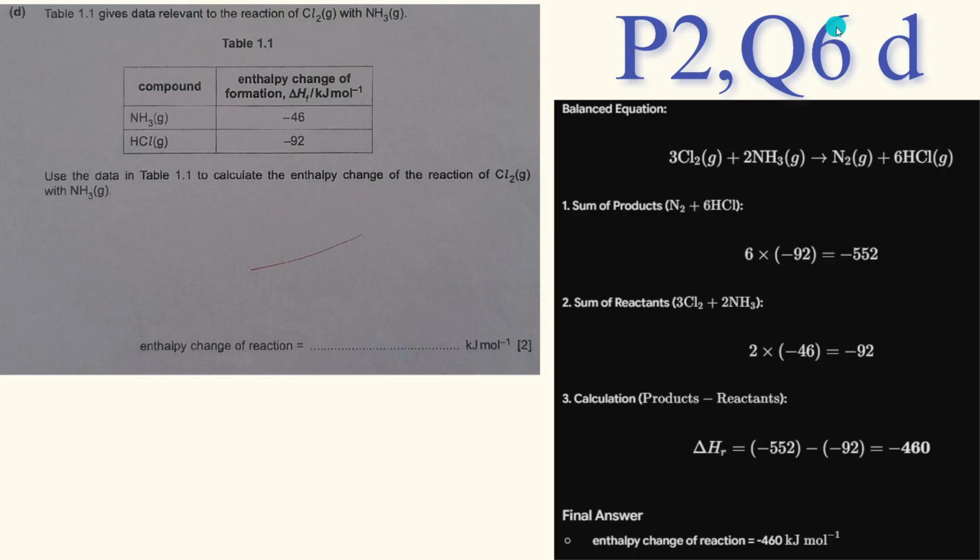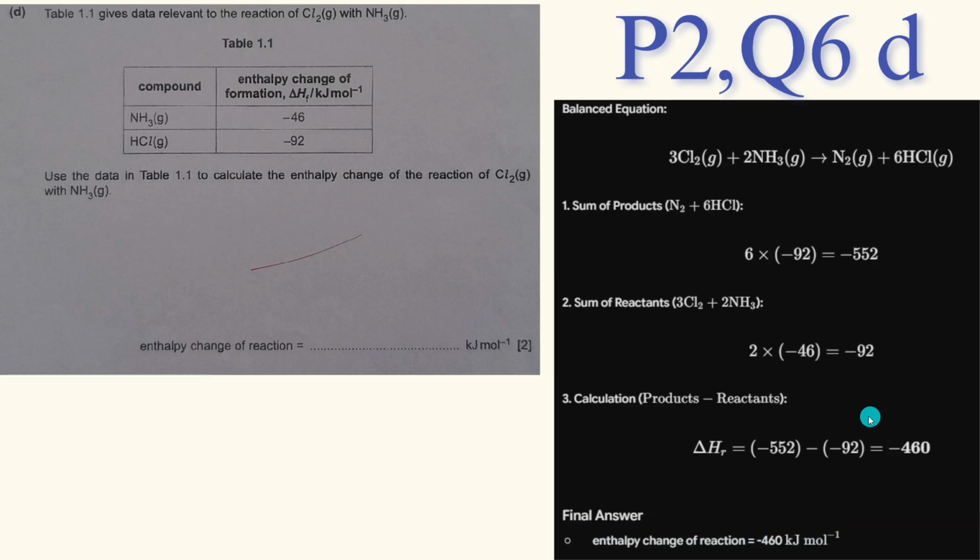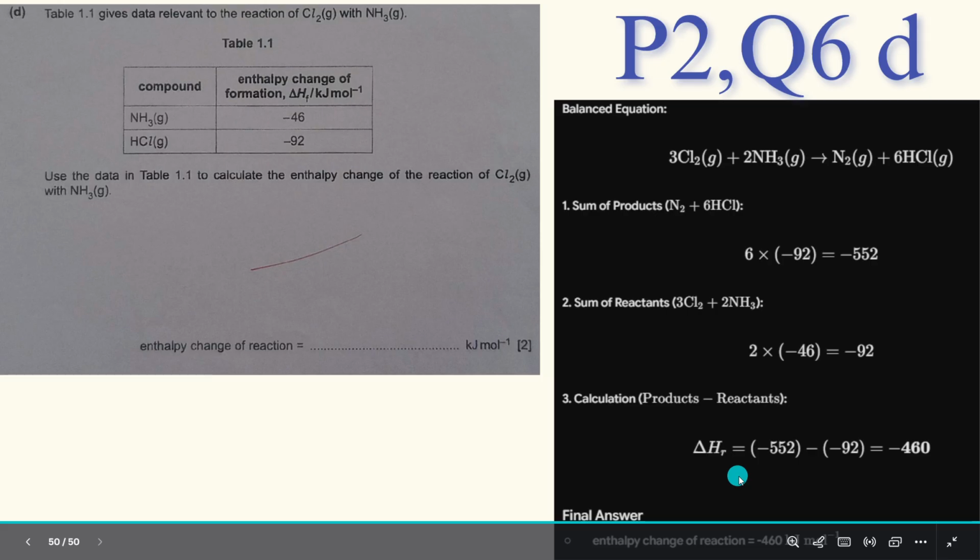Okay, we move to the last question, question 6D. As shown in the table, calculate the enthalpy change of reaction of chlorine gas with ammonia gas. Balance the equation first, then we get this equation, and then the sum of products is 6 times minus 92, the sum of reactants is 2 times minus 46. Then in the calculation we use Hess's law again for the enthalpy change, so we get minus 460, and that's the enthalpy change of this reaction.